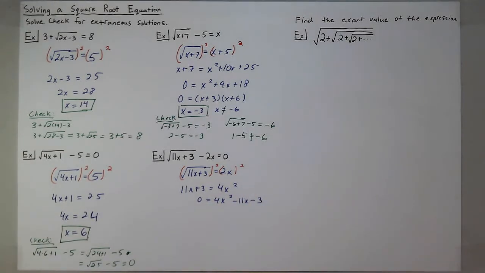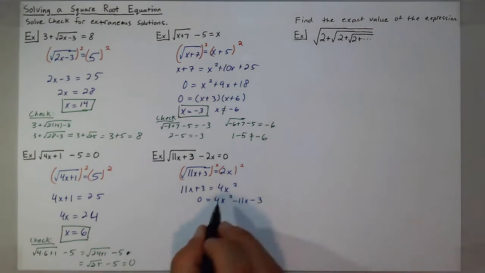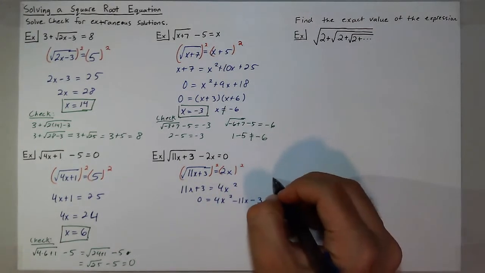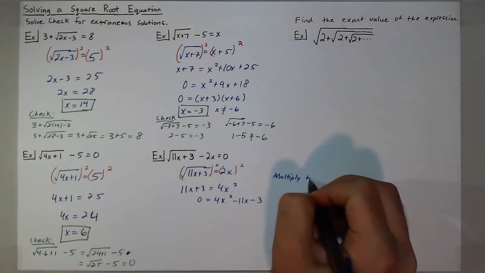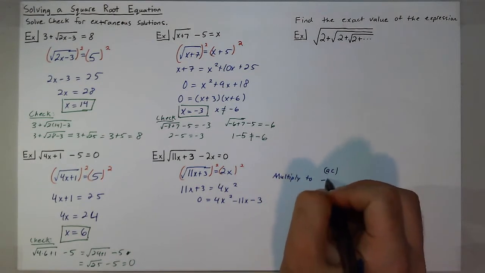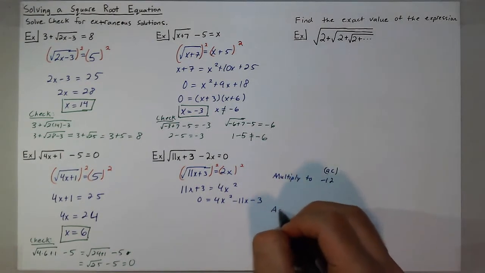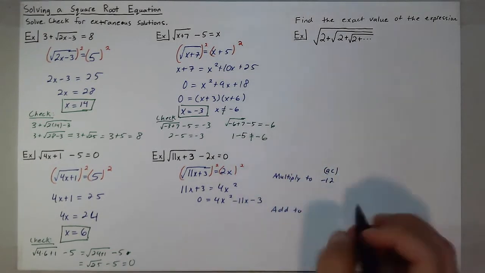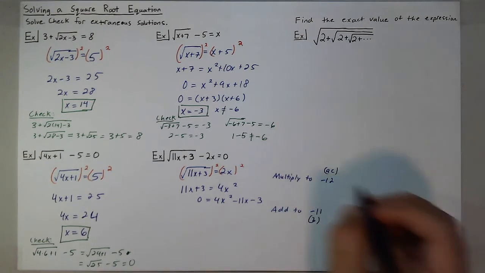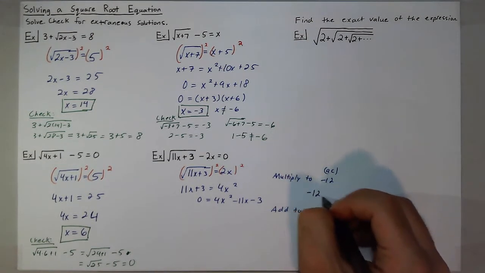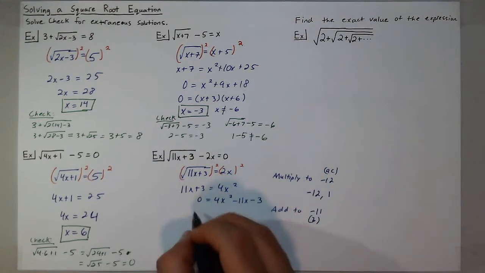And I want to factor this, so I'm going to look for two numbers that multiply to 4 times 3, which is a times c, which is negative 12. And then add to the middle number, negative 11. This is that b term. The two numbers that do this are negative 12 and 1. So I'm going to factor this by grouping.